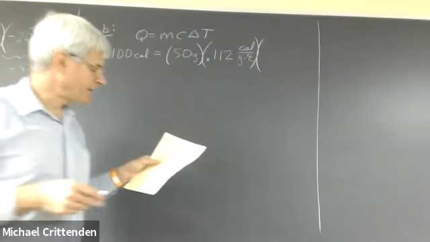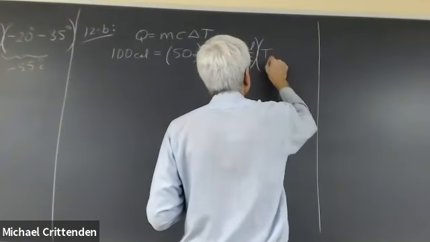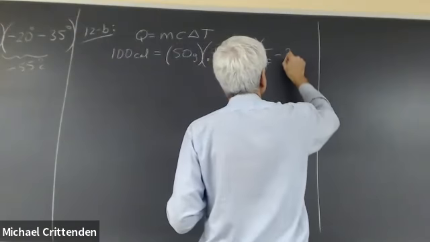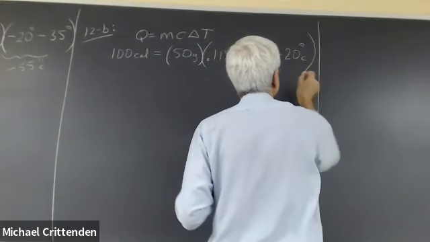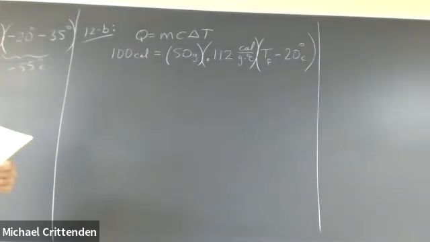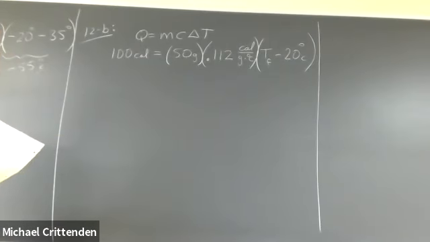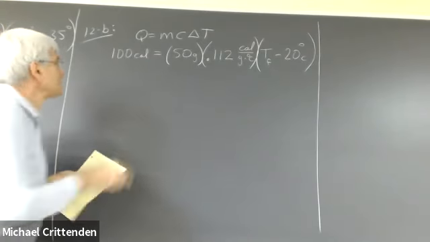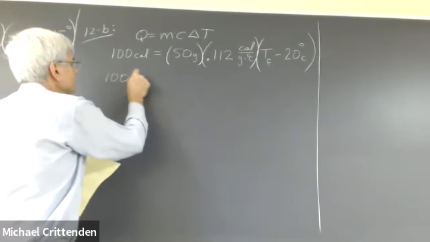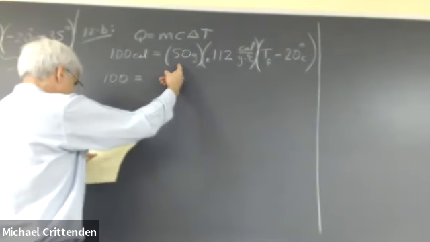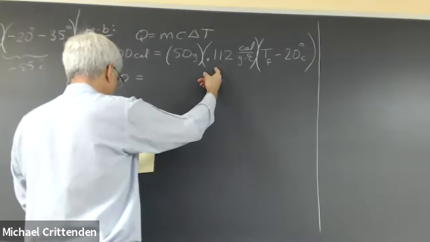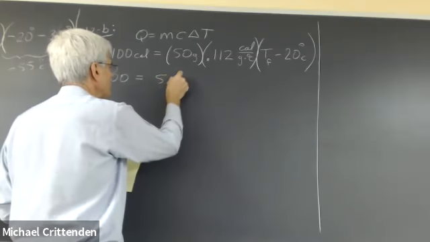Delta T means T final minus T initial. We know the original temperature. It started out at 20 degrees. The final temperature is what the question asked for. So got to solve it for T. So that's the setup. After this, it's just the math. 50 times 0.112 equals 5.6.